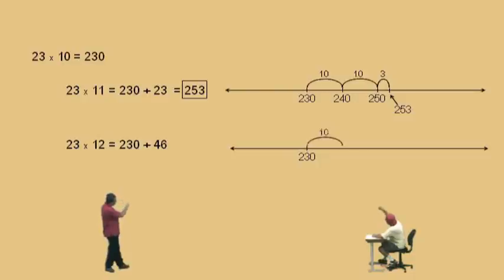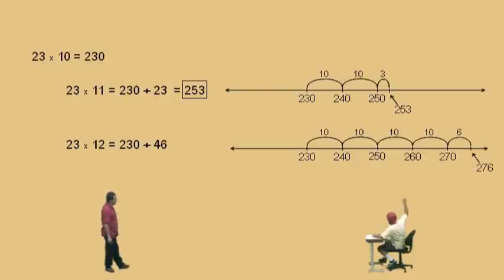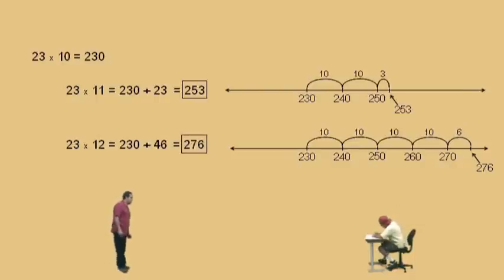230 plus 10 is 240, plus 10 more is 250, plus 10 more is 260, plus 10 more is 270. So there's 230 plus 40, but remember, we're trying to add this 46, so we need to add 6 more. So what do we get, Charlie? 276. 276, very nice. So that's 23 times 12. Yes, and a lot of you are saying, hey, I can just use this vertical format and do it. Yeah, we'll talk about that vertical format later. Right now, we're trying to kung fu these things.